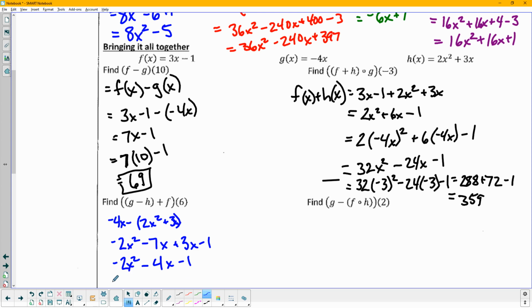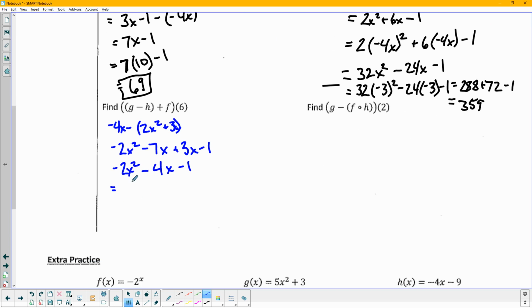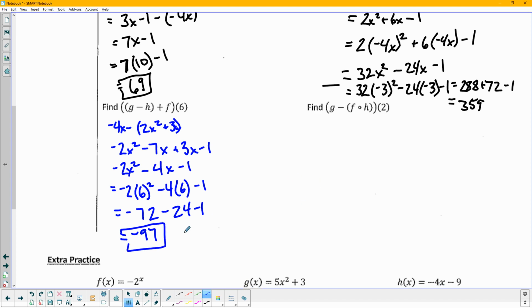Evaluating that at 6. Let's go ahead and move that down a little ways. Evaluating that at 6, I have negative 2 times 6 squared minus 4 times 6 minus 1. 6 squared is 36. Negative 2 times 36 is negative 72. Minus 24 minus 1. So that's, no. Whoa, wait. Yeah, negative 96, negative 97. I did try to do that a little bit quick. There may be a mistake there, but it's just a computational mistake.